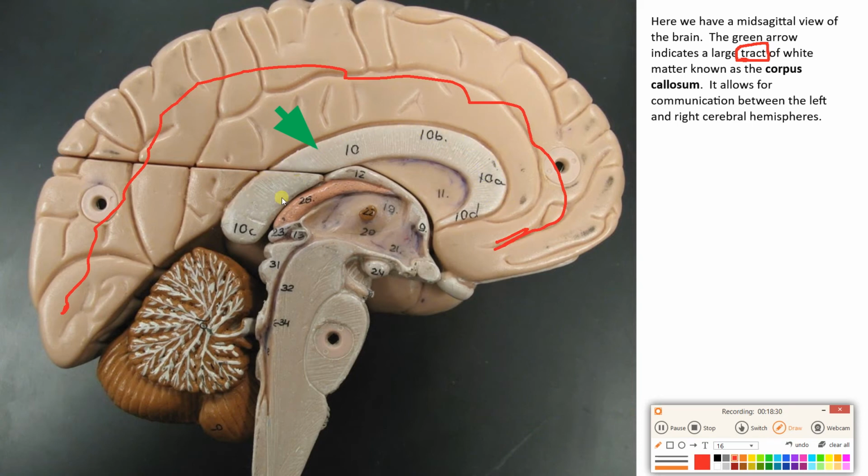And corpus means body, like the word corpse, right? Callosum means hard, like callus. And so literally it's the hard body, because it's actually pretty tough. It's hard to tear. If you ever held a human brain in your hand and tried to tear the corpus callosum, you would be amazed at its strength. Okay? Good stuff.